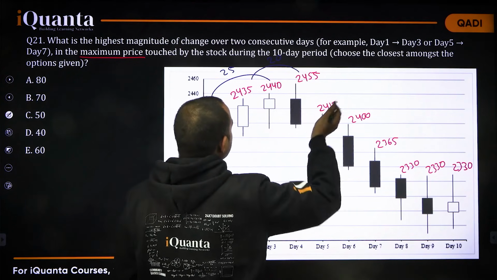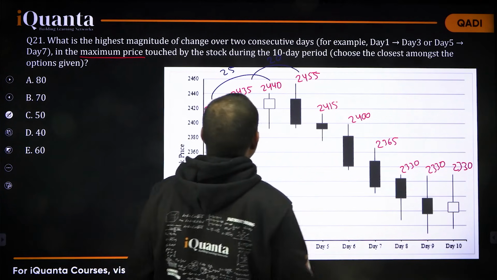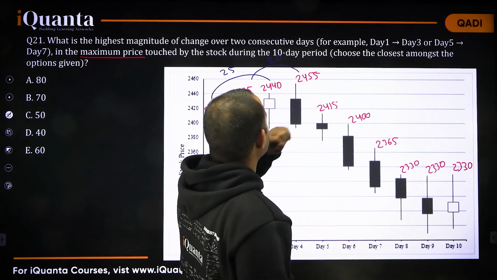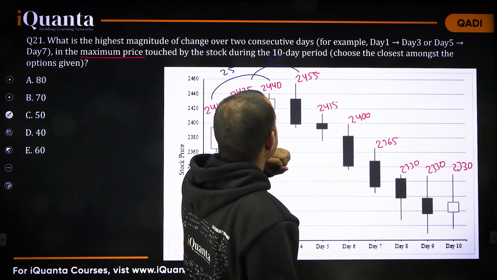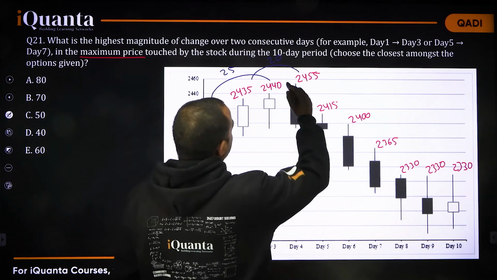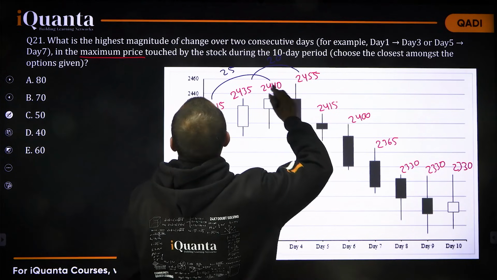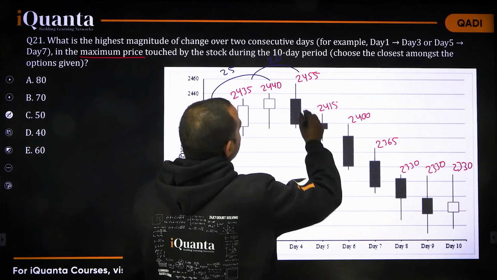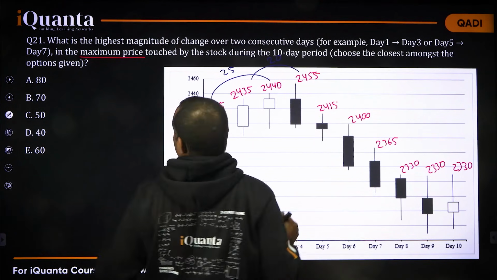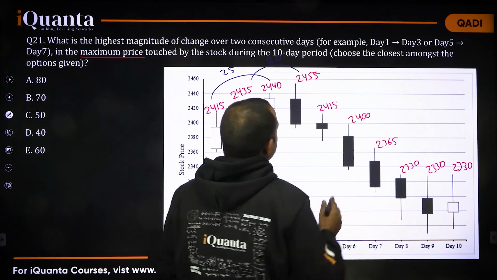Once again, we don't need to worry about that. So 35 to 55, 20, 40 to 15. Okay, this change is decreasing, right? This is decreasing, but the change is 25. Once again, not a big change, because all the options are 40 or greater than 40.